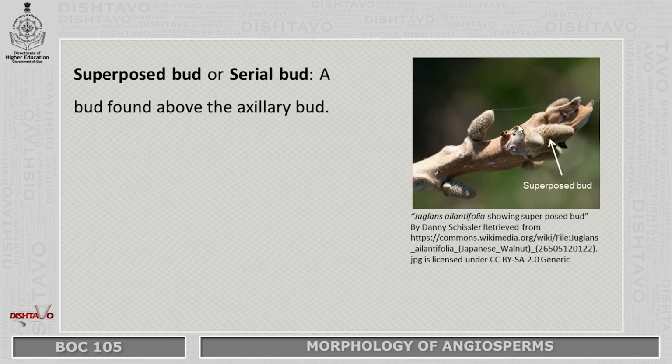Coming to the next type, that is superimposed bud or serial bud. This is a bud which is found above the axillary bud. As you can see in this picture, this superimposed bud is found above the axillary bud, and this is again a characteristic of some plant genera such as Juglans.